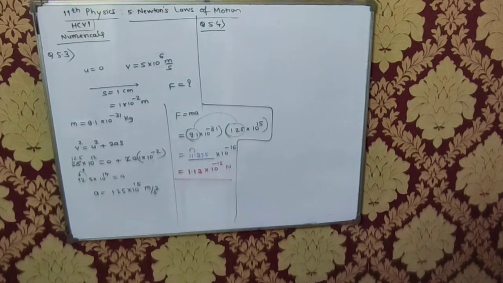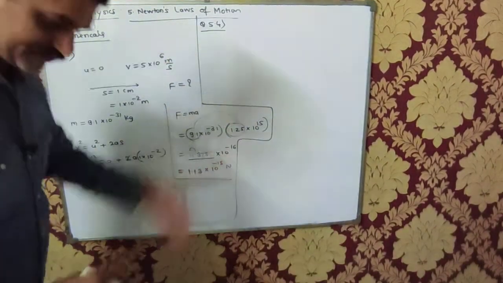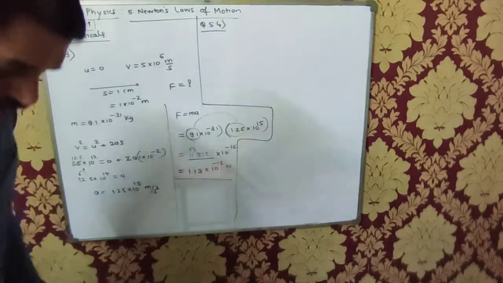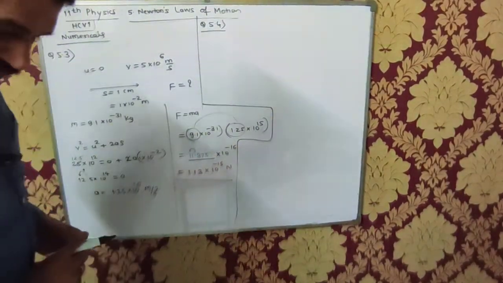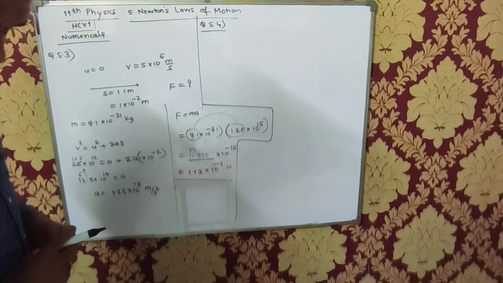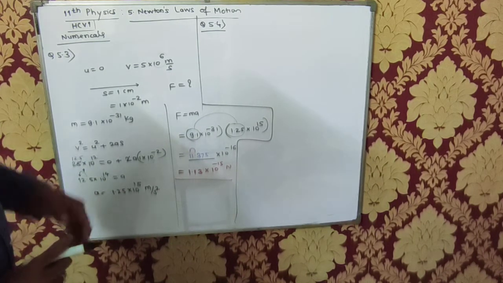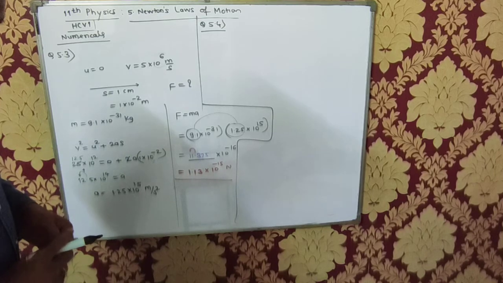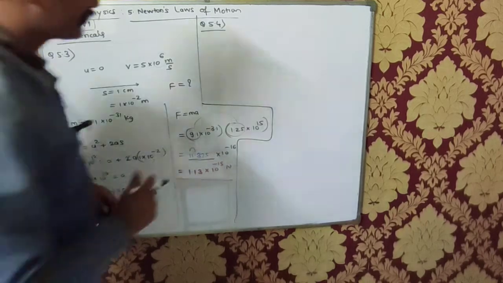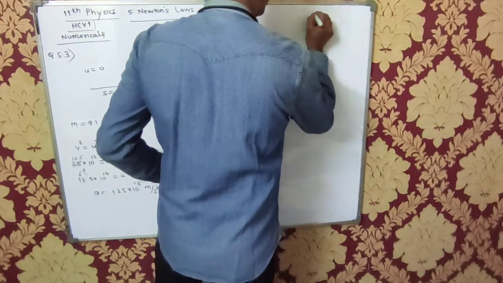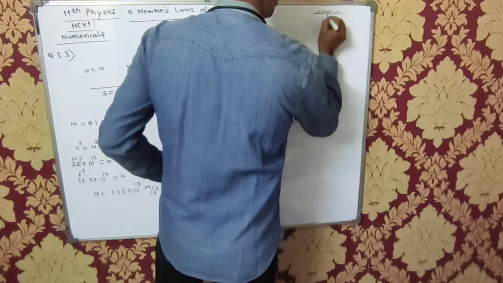Well, let us read the question. Question number 5.4. A block of mass 0.2 kg is suspended from the ceiling by a light string. A second block of mass 0.3 kg is suspended from the first block through another string. Find the tension in the two strings. Right. There is something like this. This is the first string.